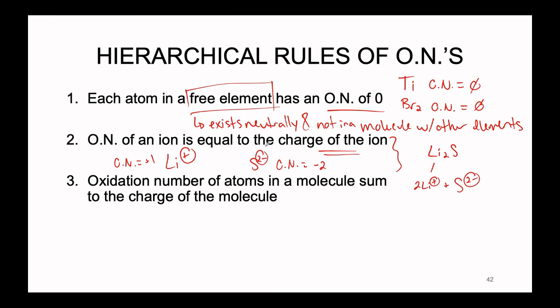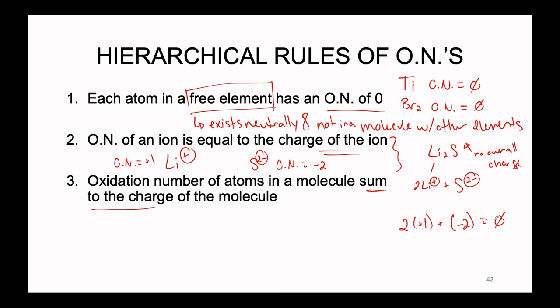All right, this leads us into rule number 3. The oxidation number of atoms in a molecule will sum to the charge of the molecule. So this can be seen in the ionic compound that we have listed up above. The two lithiums and the sulfur come together to create something that is charge neutral. It has no overall charge because two +1s added to a -2 from this sulfur is equal to 0. So that's really what rule number 3 is saying. We're just making sure that we're making charge neutral compounds.